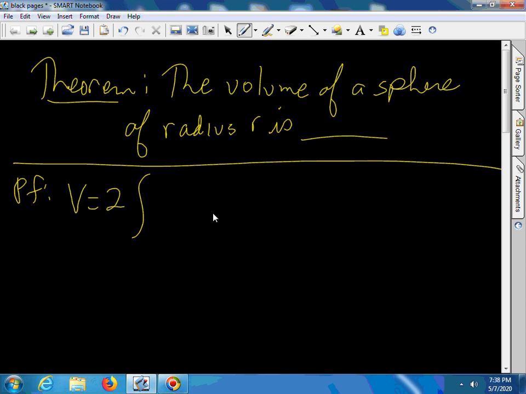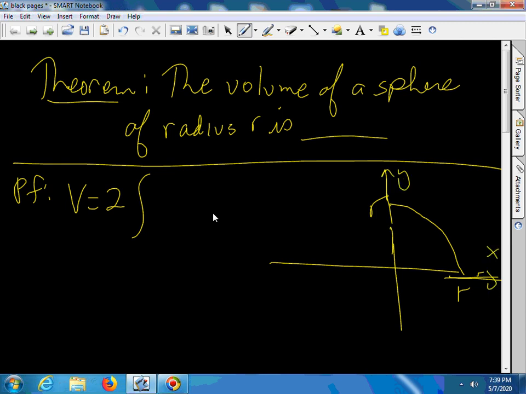So let's put the quarter circle that we're going to rotate in the first part. We're going to rotate this around the x-axis. That's r, y, and 0, x. Now the equation of that circle is y equals the square root of r squared minus x squared. And we are going to make slabs.